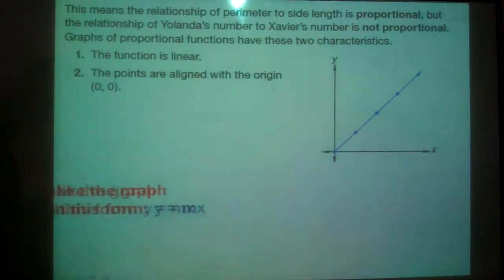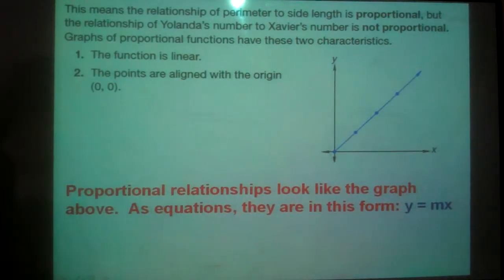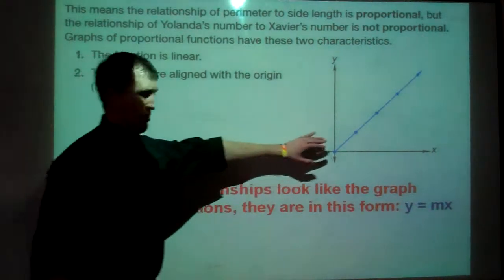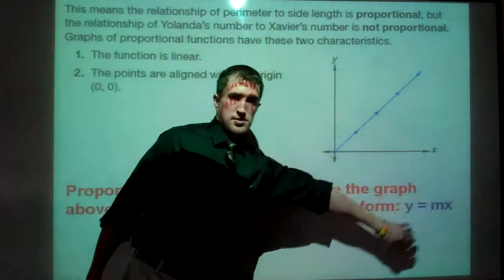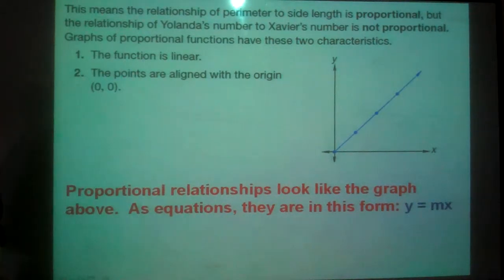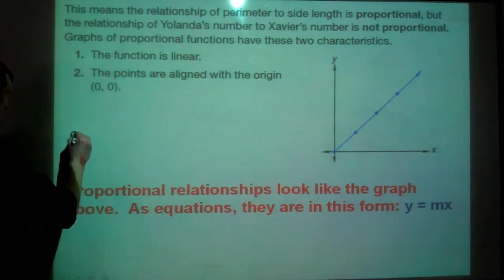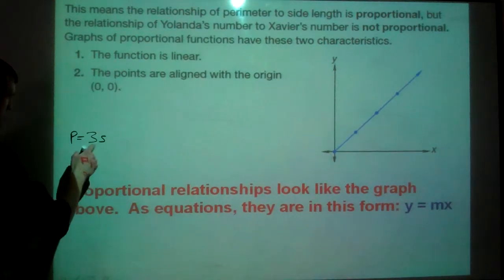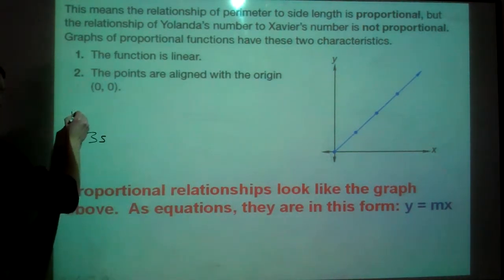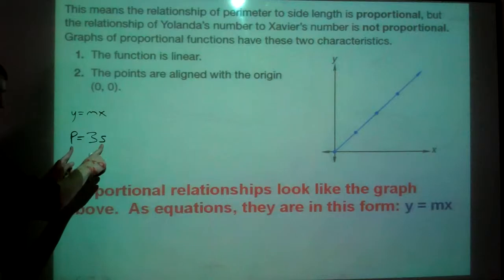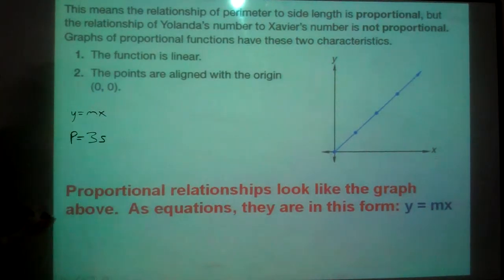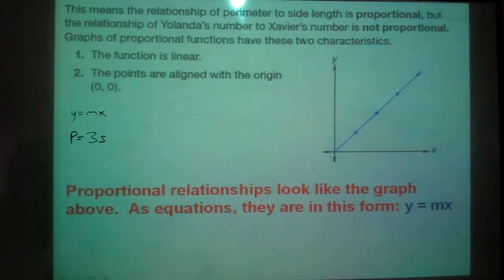And going with that, proportional relationships look like the graph above, this one right here, and I'm going to talk about that in a second. And as equations, they are in this form: y equals m times x, and m is just some number. Y and x are variables. Like the one we just saw, P equals 3 times s, 3 times the side length. That is in this form, y equals mx, where m is just some number, and then you've got 2 variables on these sides. So this is the format that a proportional line or equation would look like, okay?